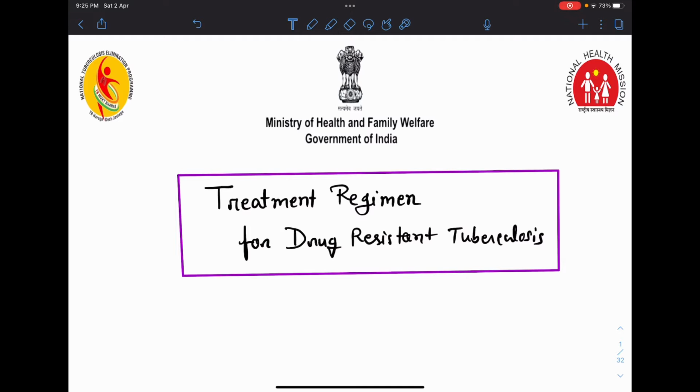In my today's class, I am going to talk about the treatment regimen for drug-resistant tuberculosis. In my previous class, I have already talked about the treatment regimen for drug-sensitive tuberculosis. Basically, the guideline of the treatment for drug-resistant tuberculosis, which I am going to discuss, is laid down by National Tuberculosis Elimination Program, Ministry of Health and Family Welfare, Government of India, National Health Mission.